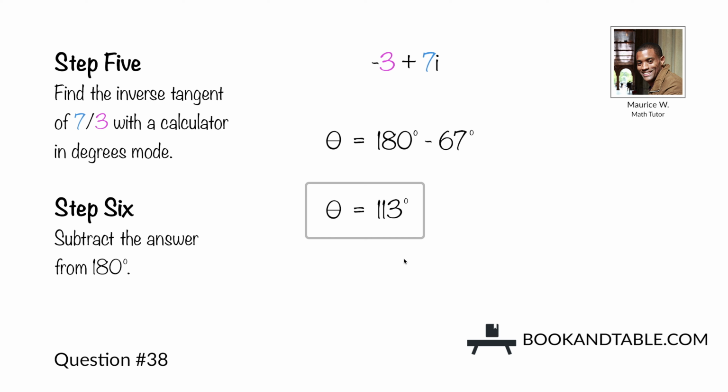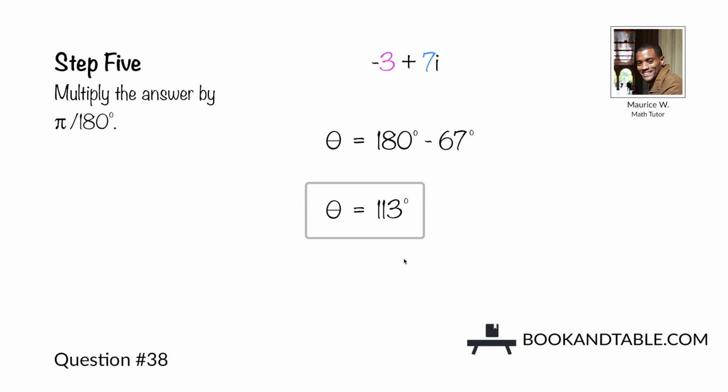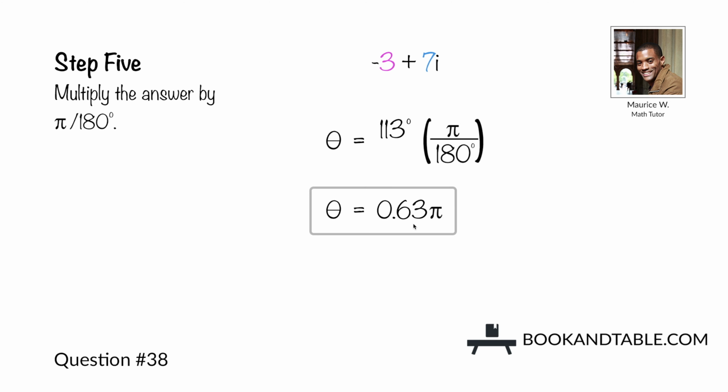And if we want this answer in radian form, then we want to multiply it by pi over 180 degrees. 113 degrees divided by 180 degrees is equal to 0.63 radian. So the answer to question number 38 is 113 degrees, or 0.63 radian.